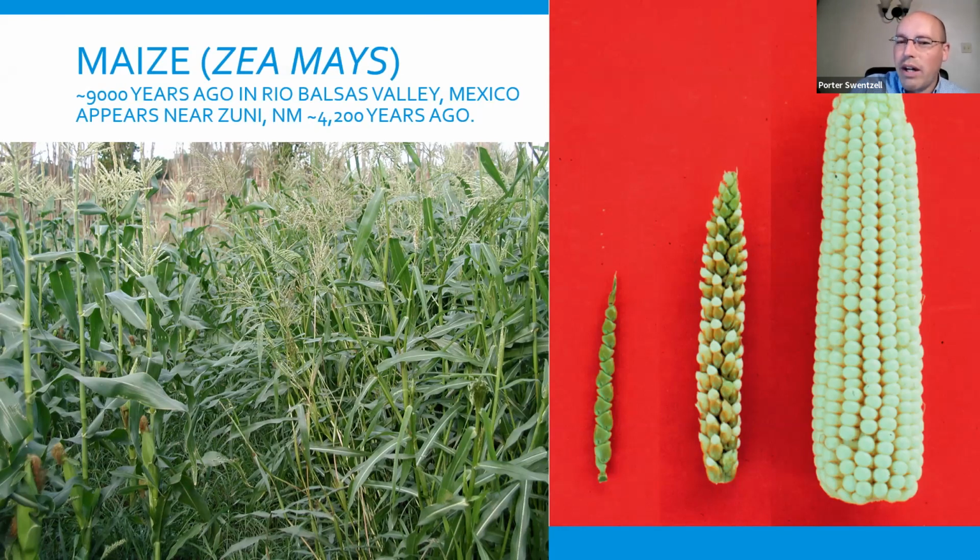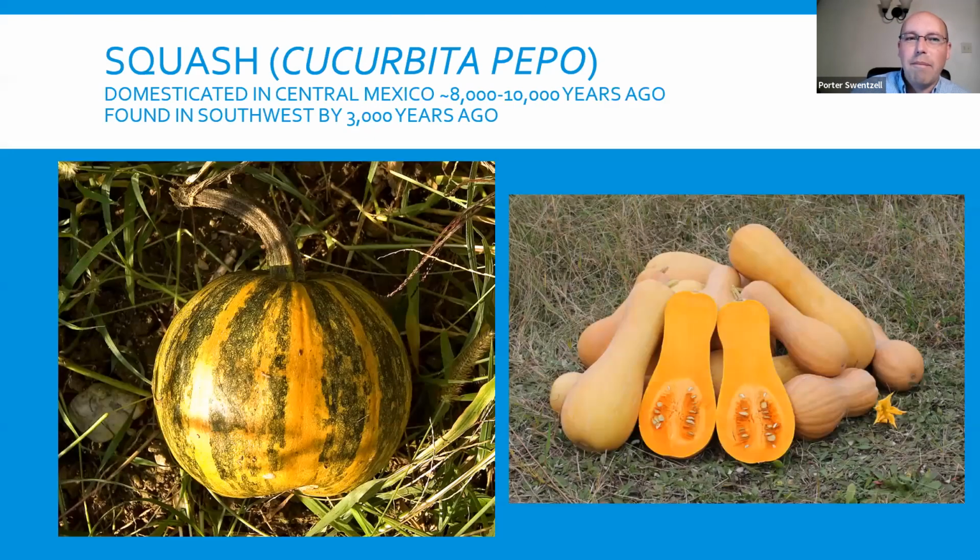Now, corn is just one of a group of different domesticated agricultural plants. Of course, we must not forget about squash, which was domesticated perhaps around the same time as corn in central Mexico, about 8,000 to 10,000 years ago. Some of the earliest evidence for it is found in this region about 3,000 years ago. So slowly moving up. These would be winter squash with a hard shell because it lasts longer.